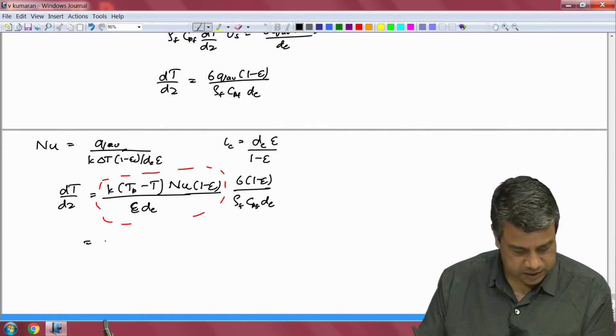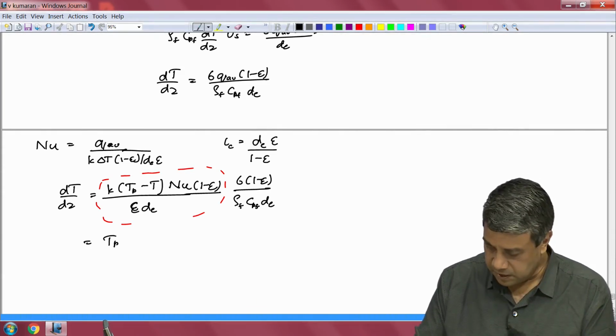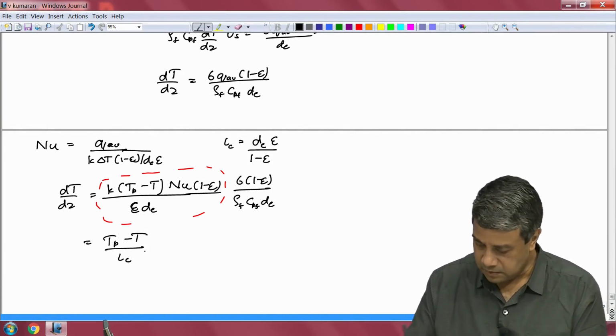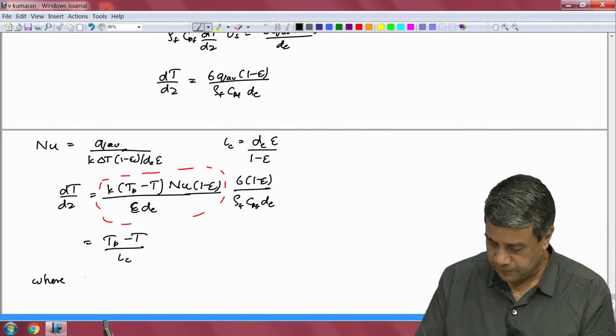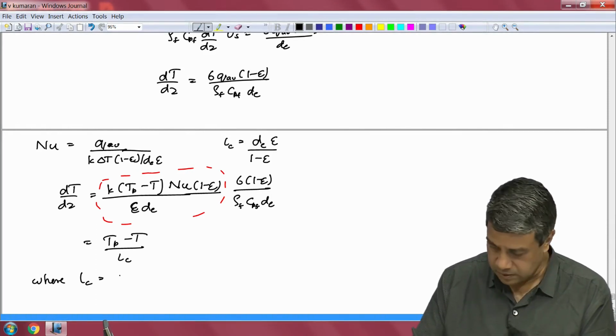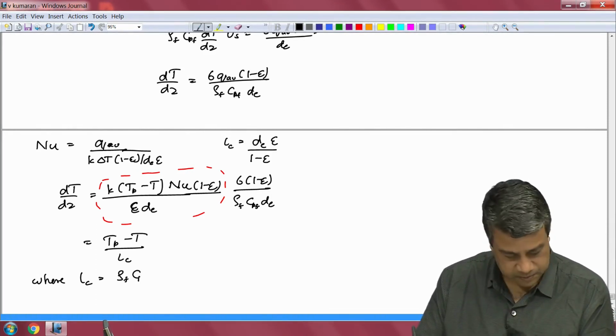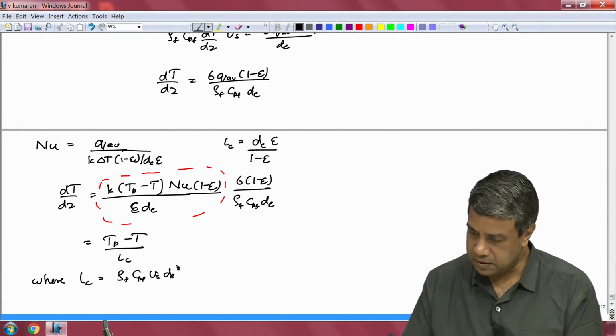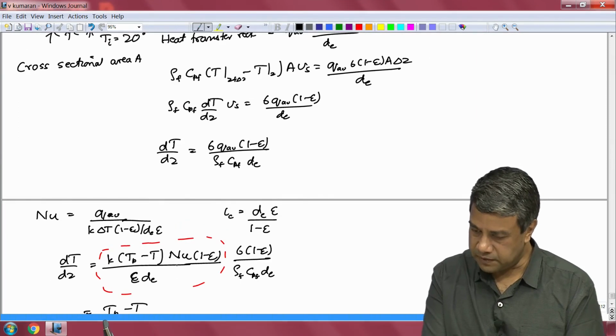And I can write this as Tp minus T by a characteristic length Lc, where Lc is equal to rho f Cpf Vs dE square. I think I missed out a factor of Vs here.